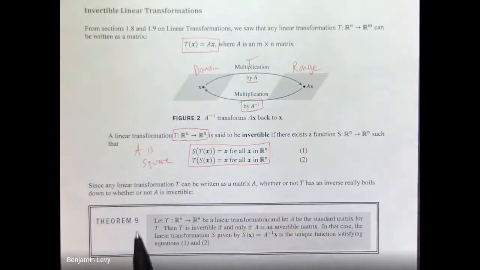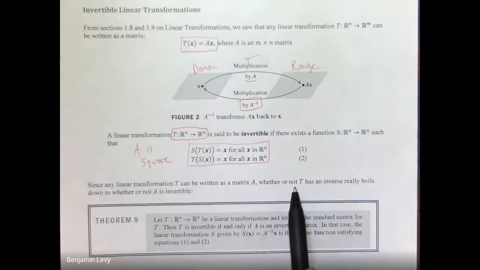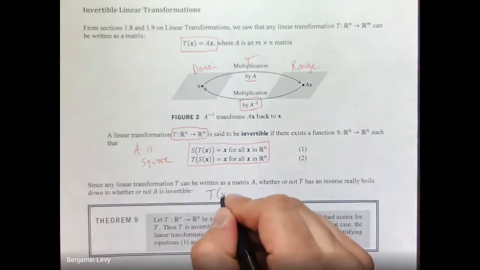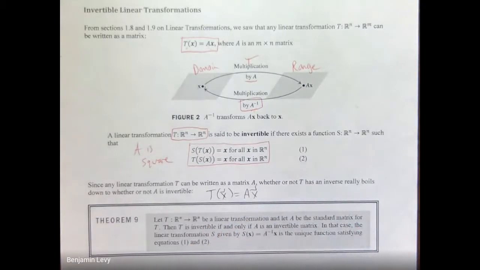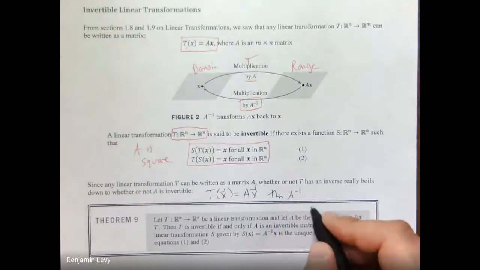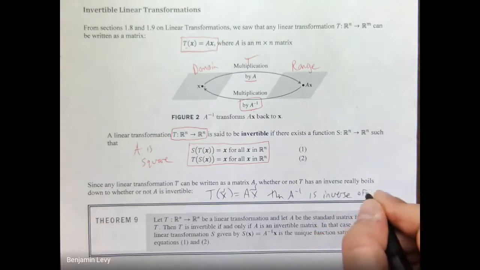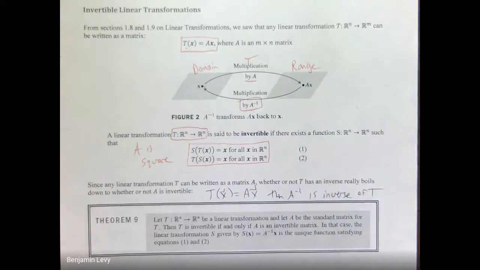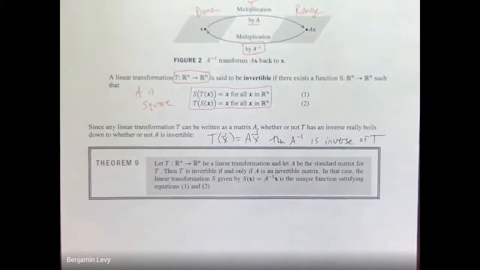And so in other words, since any linear transformation can be written as a matrix A, whether or not that transformation has an inverse really boils down to whether or not A has an inverse. In other words, we know that T of x equals Ax. That's sort of the definition here. Then that means A minus 1, A inverse, is the inverse of the transformation. And so this theorem tells us about when that happens.